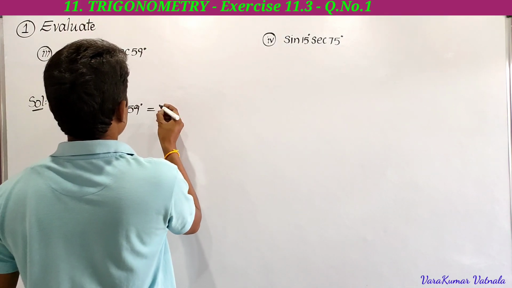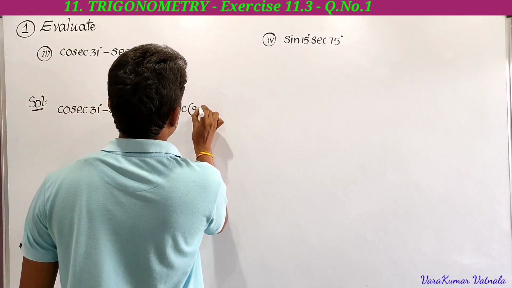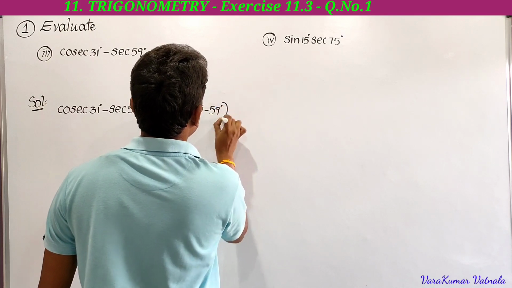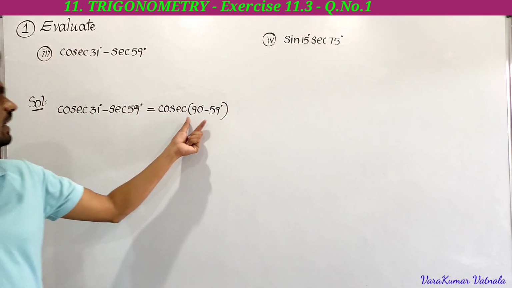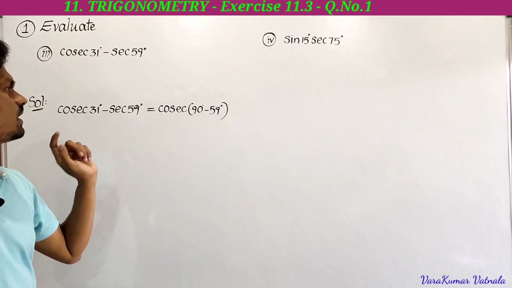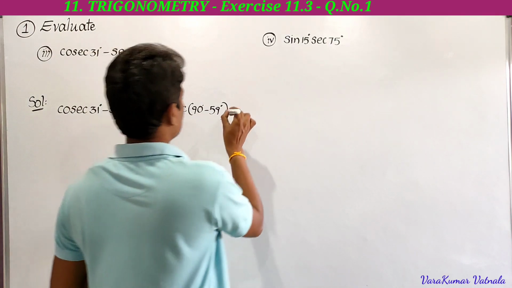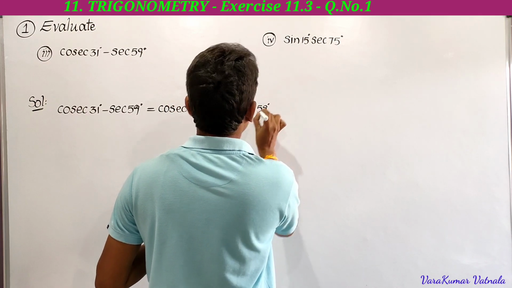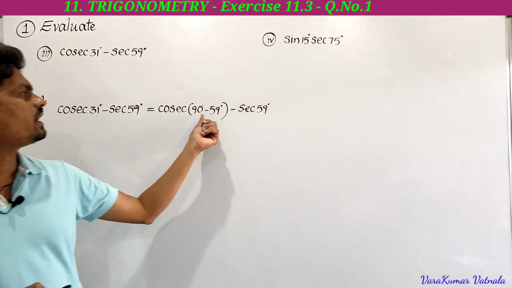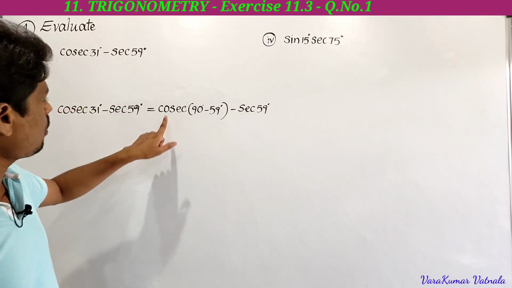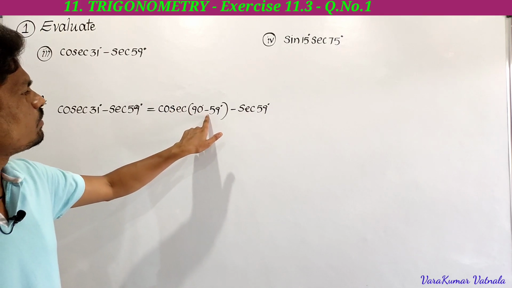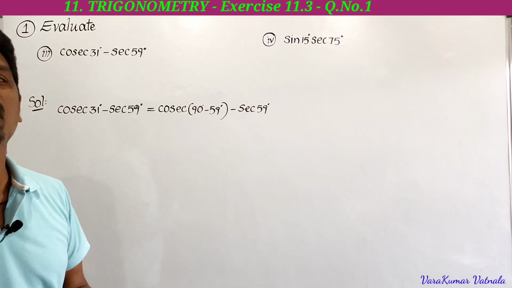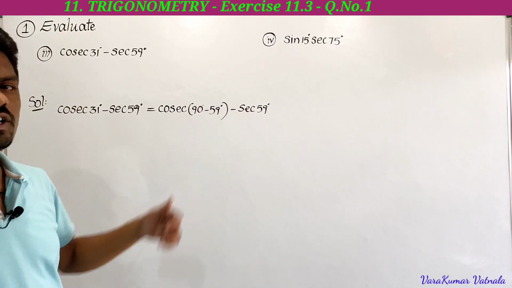Cosec 31 I am writing as cosec 90 minus 59. I have written this 31 degrees as 90 minus 59. Again 90 minus 59 is 31. Write this secant 59 as usual, minus secant 59. I have written this 31 as 90 minus 59. Now it is in the form cosec 90 minus theta. Cosec 90 minus theta is secant theta. Here the theta value is 59.